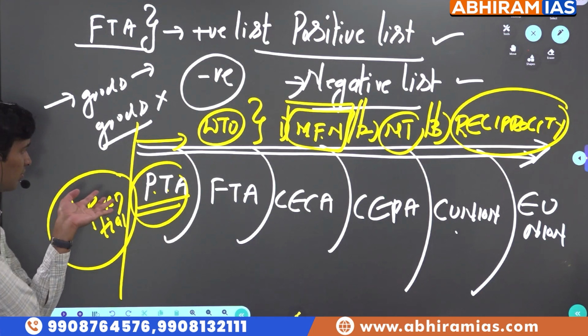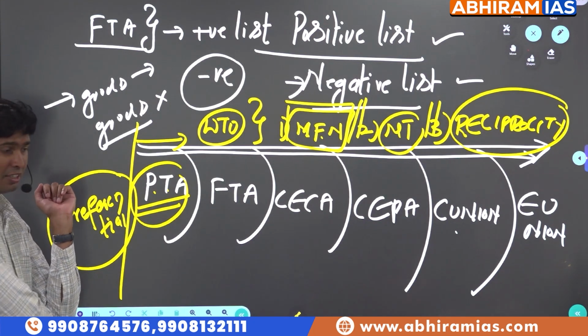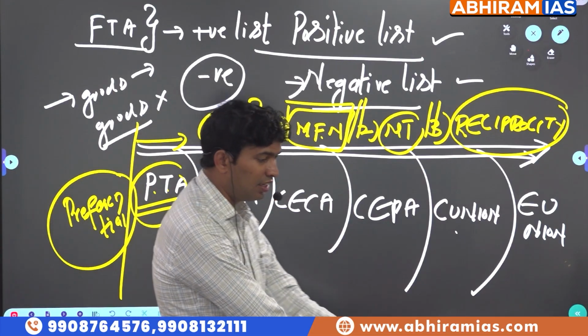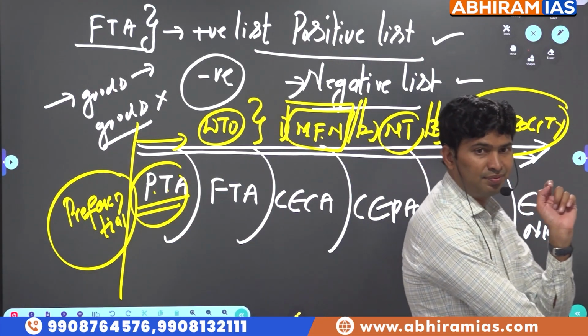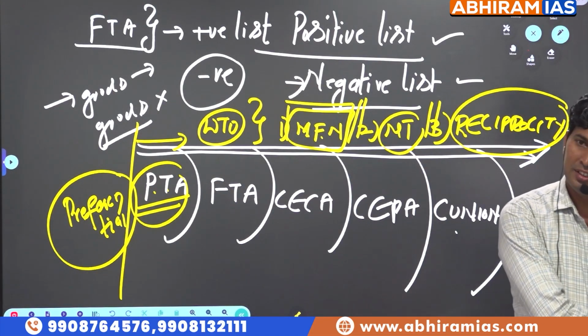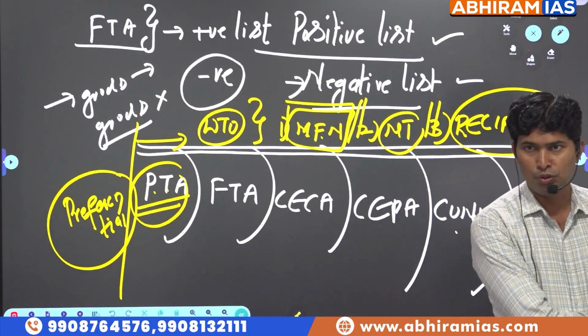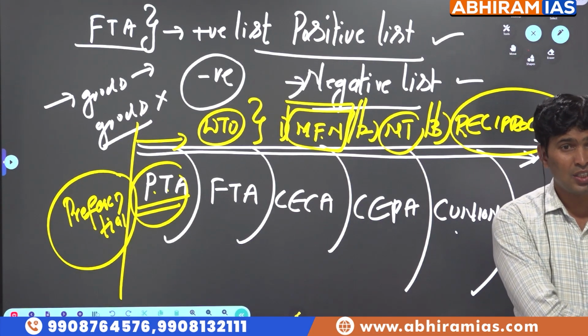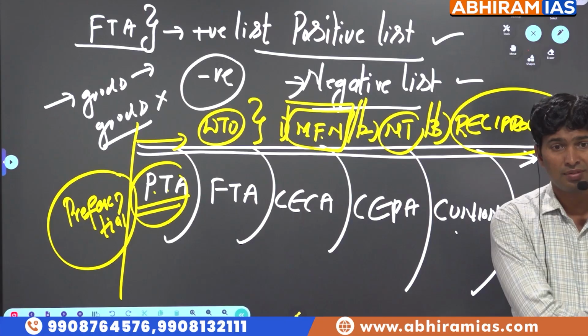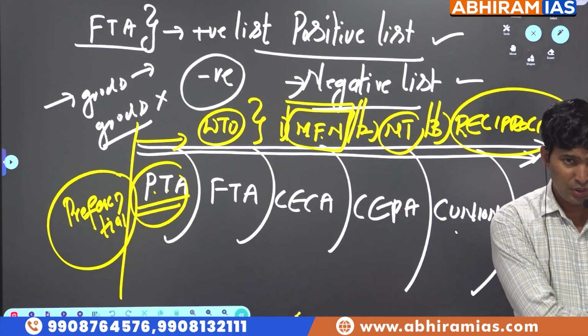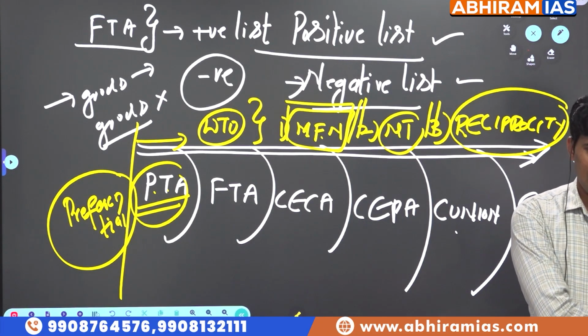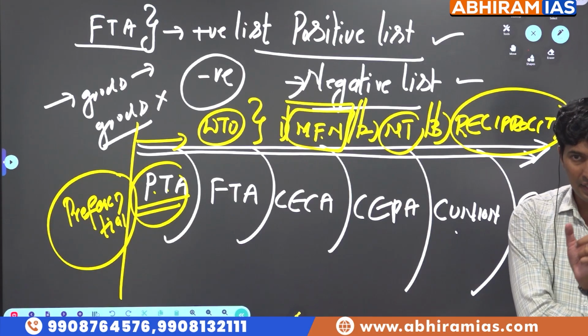Now look at India-Japan preferential trade agreement. Meaning if goods are coming from Japan to India, we will collect less duties. If goods are going from India to Japan, Japan also will collect less duties. If duties are less on the goods, what happens to prices of the goods? Decreases. And what happens to international trade? Increases. That is called preferential trade agreement.